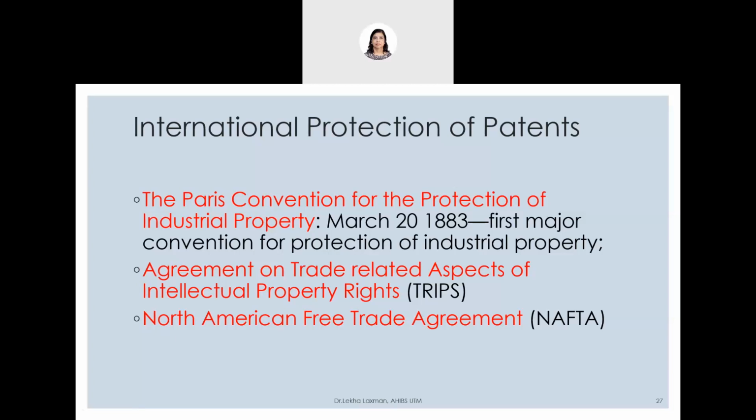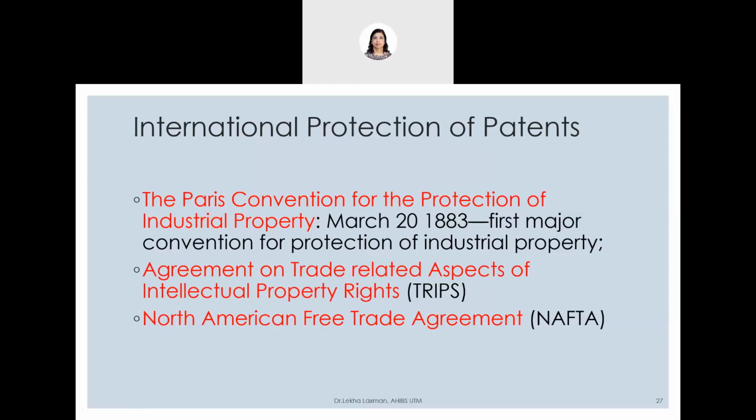The international protection of patents is covered by a few international treaties, such as the Paris Convention for the Protection of Industrial Property. Okay, this is the first major convention for protection of industrial property. You can see it was implemented in 1883. And then of course, the one that is highly controversial is the Agreement on Trade Related Aspects of Intellectual Property Rights.